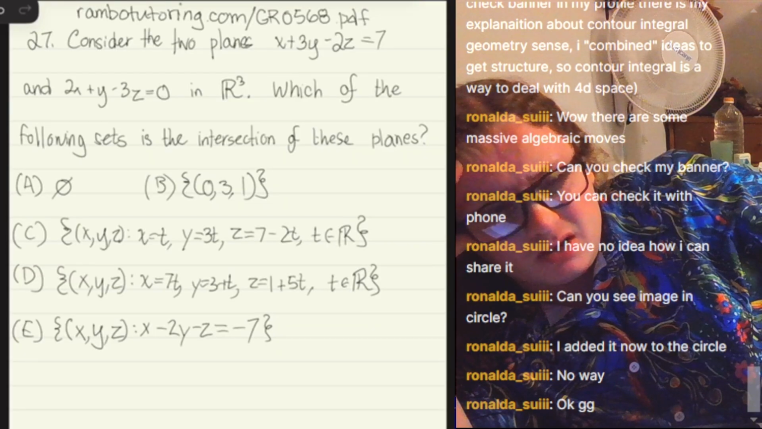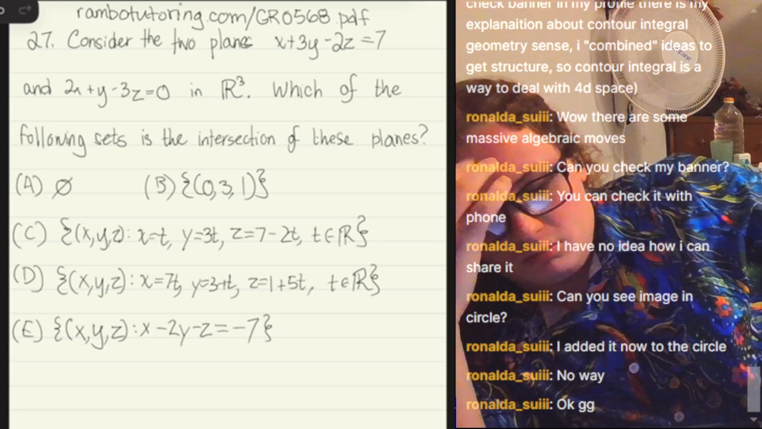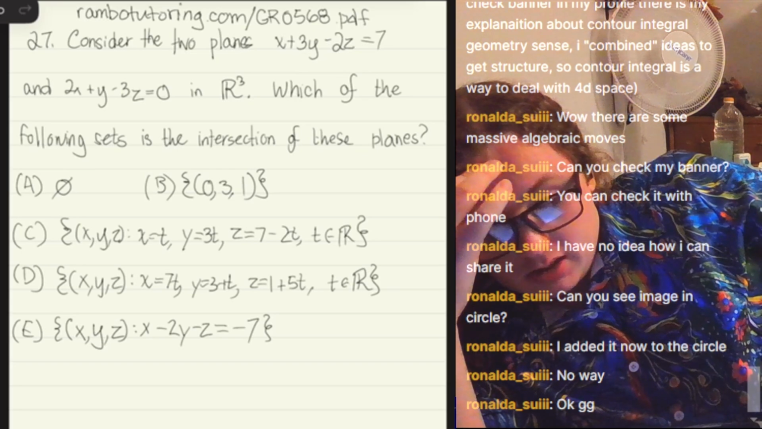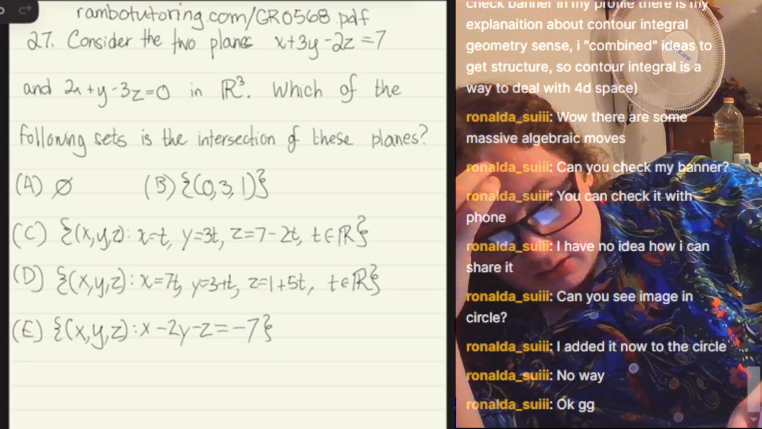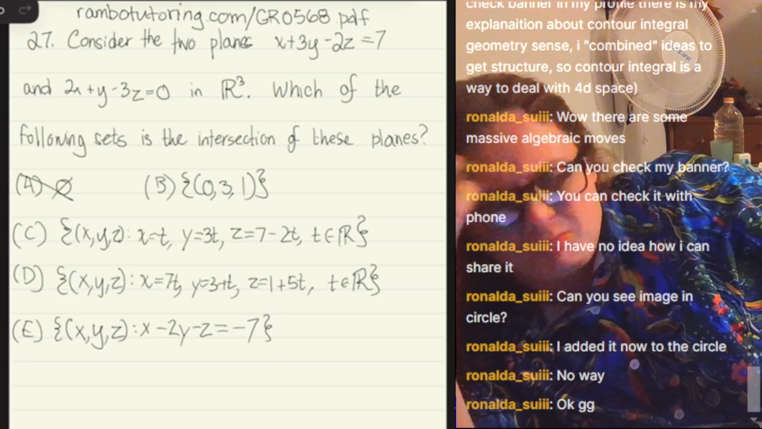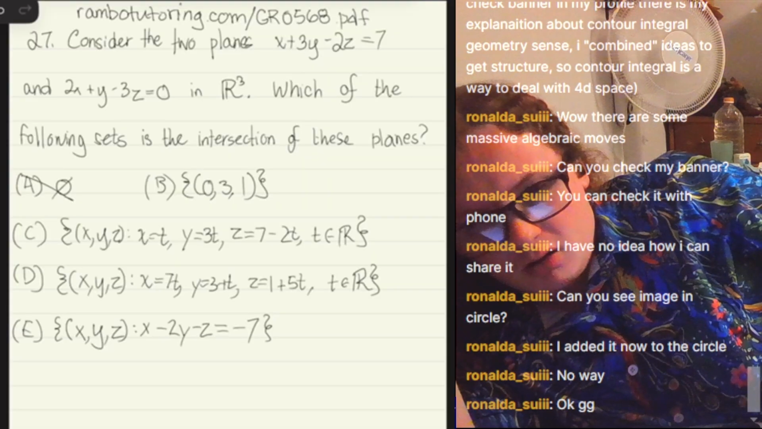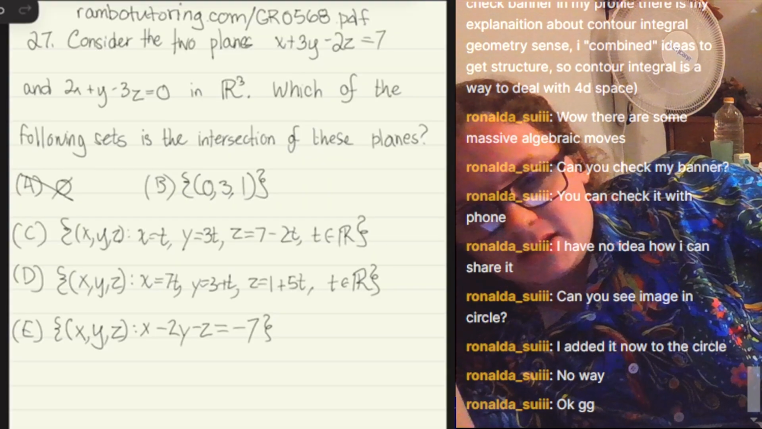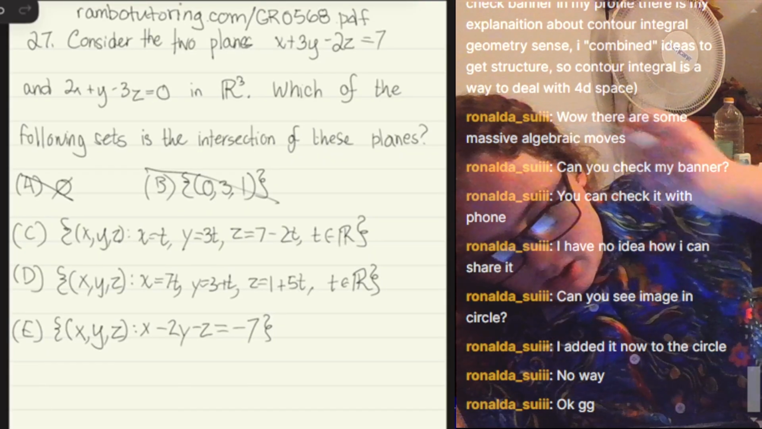Unless they don't intersect at all, in which case they're parallel. But they're not parallel, because the respective slopes aren't equal. So we automatically rule out A. And if the planes are intersecting at all, they've got to intersect in a line. They can't intersect at a point. So we rule out B.